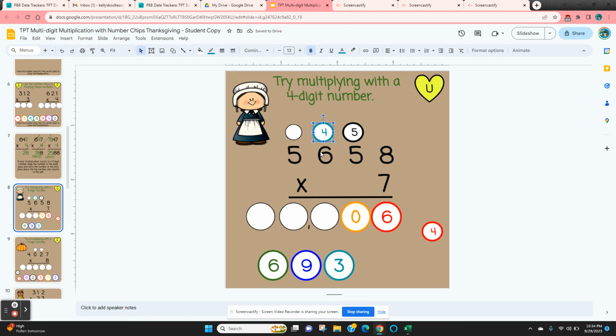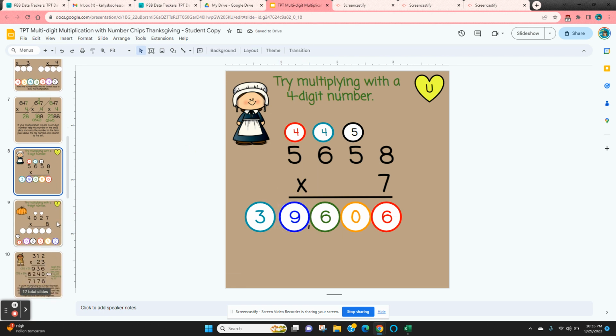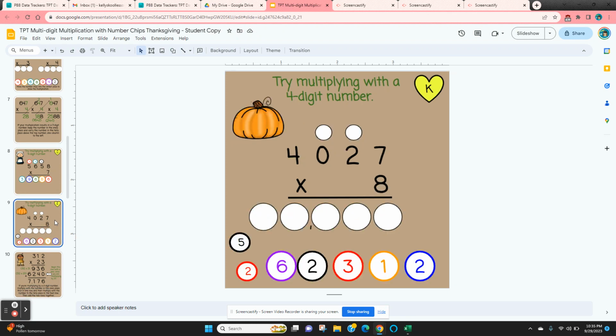Now we have 7 times 6 is 42, plus 4 is 46. Carry the 4. 7 times 5 is 35, plus 4 is 39. So we get an answer of 39,606. So they're going to get a little bit more practice doing that on the next slide.